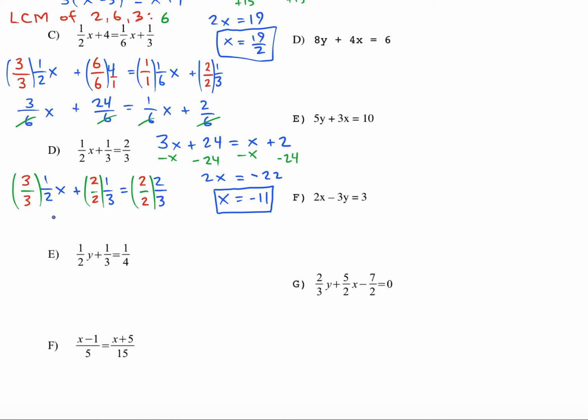So you could rewrite it. 3x over 6 plus 2 over 6 equals 4 over 6. And now those 6's can go away. So x is 2/3.